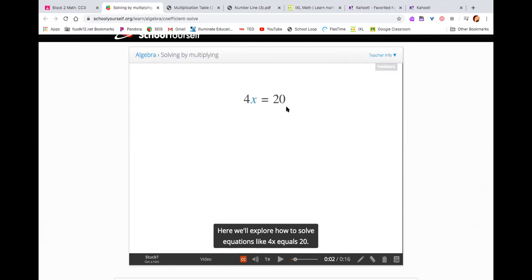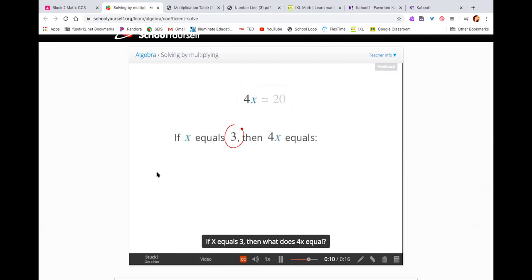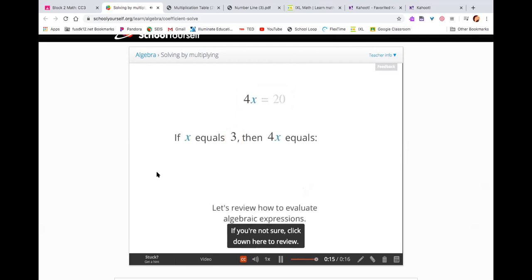Okay. So we're going to do some of these, and then we're going to work on the IXL for that and see how we do. And if we're doing all right, we're going to put them together again where they're all mixed up. Okay, so we're starting with this one. Here we'll explore how to solve equations like 4x equals 20. As a first step, let's guess an answer and see what happens. If x equals 3, then what does 4x equal? If you're not sure, click down here to review.